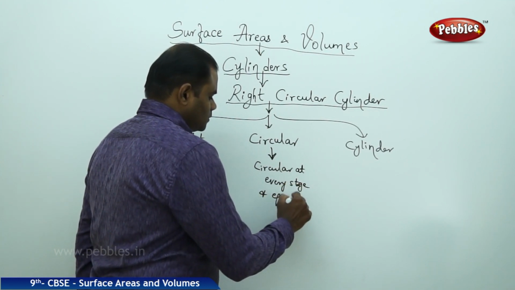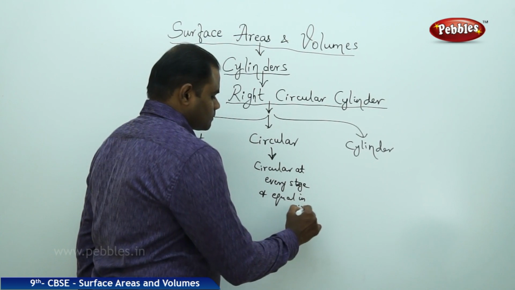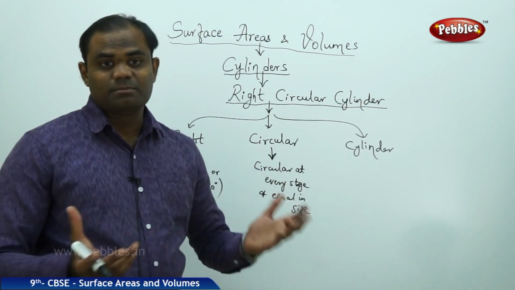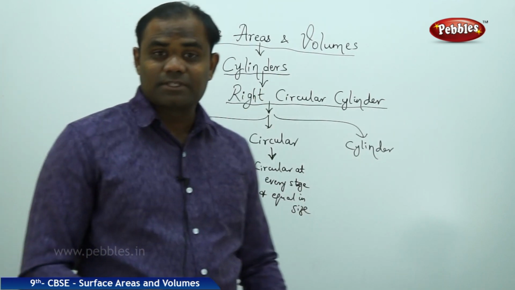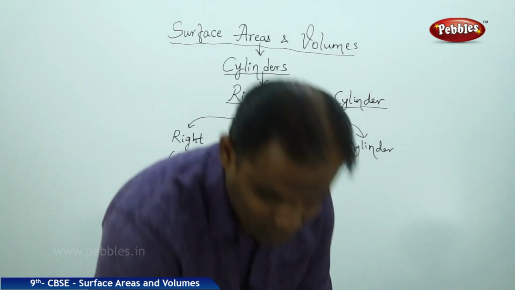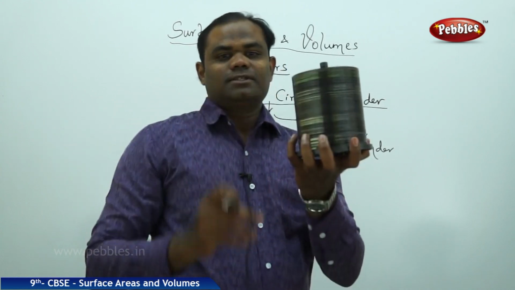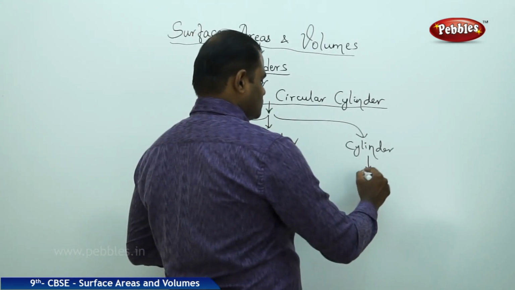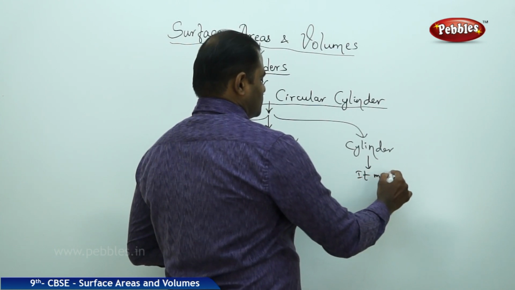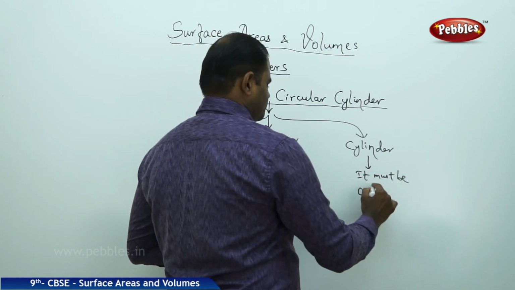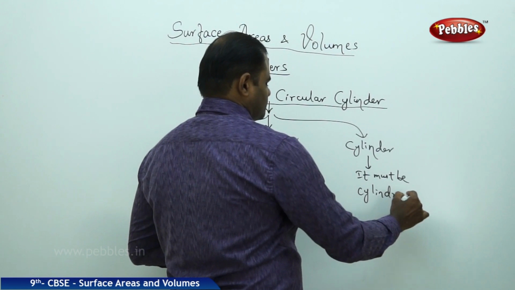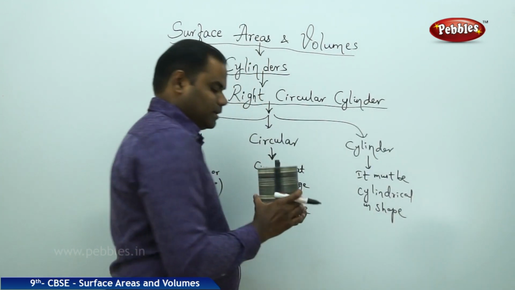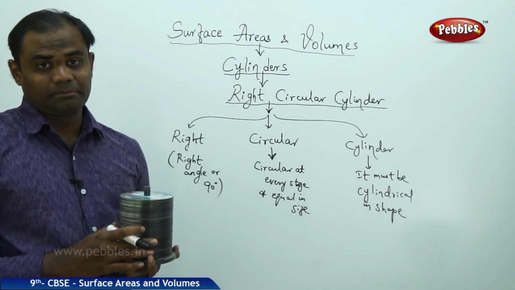And equal in size is how we understand circular. And of course, it must be the shape of a cylinder, as we have seen in the previous model of the shape of a cylinder. So this is how it looks. It must be cylindrical in shape, as this we see as a cylindrical shape.